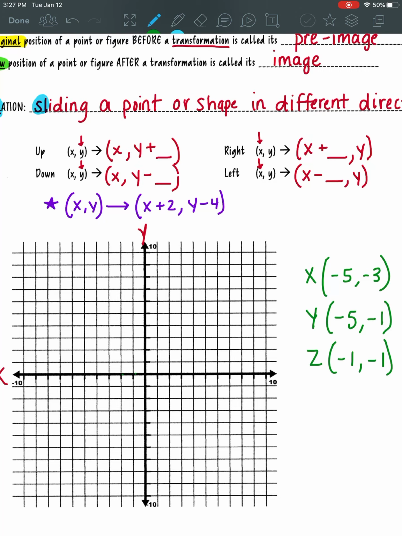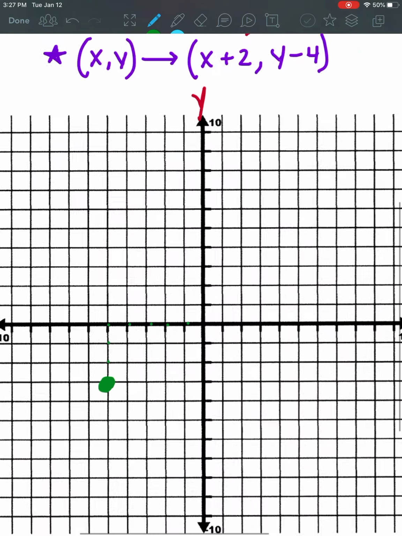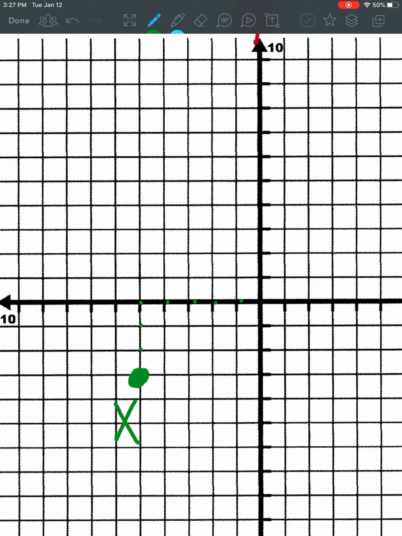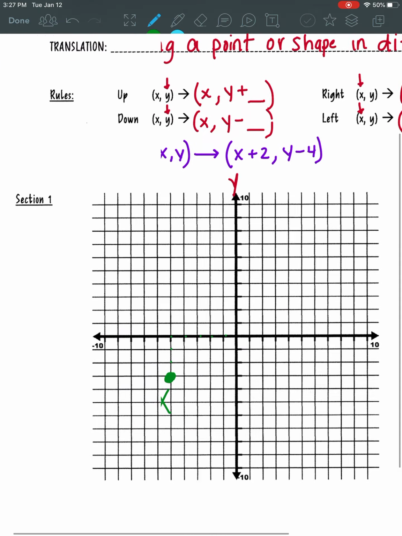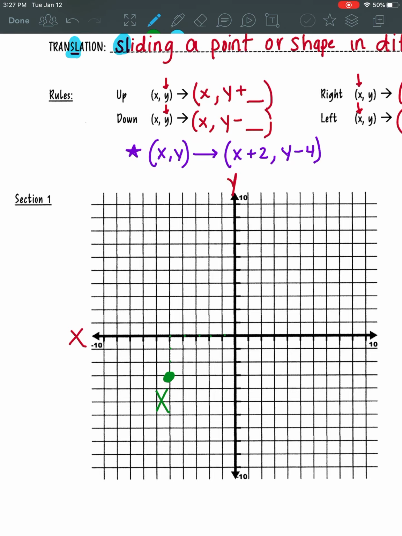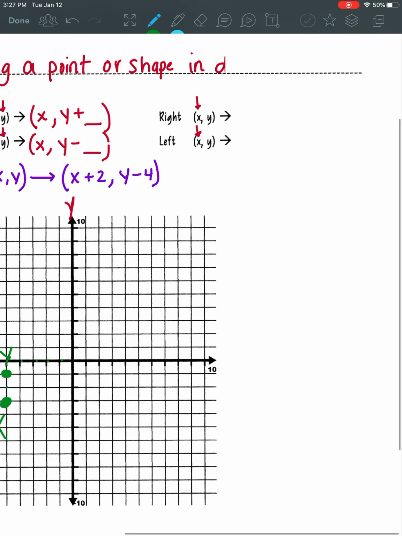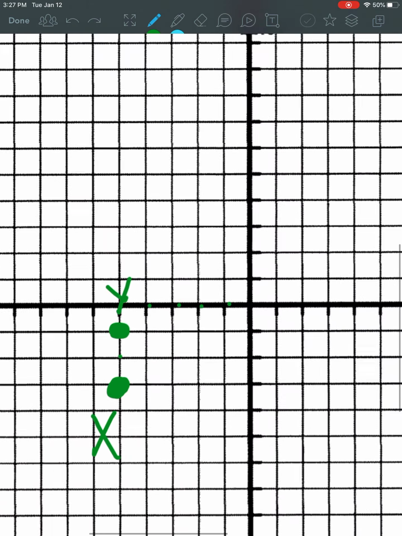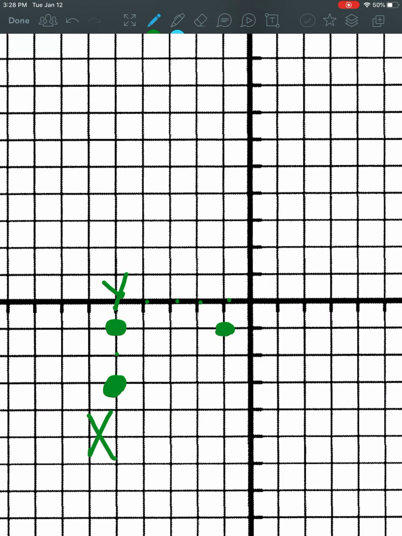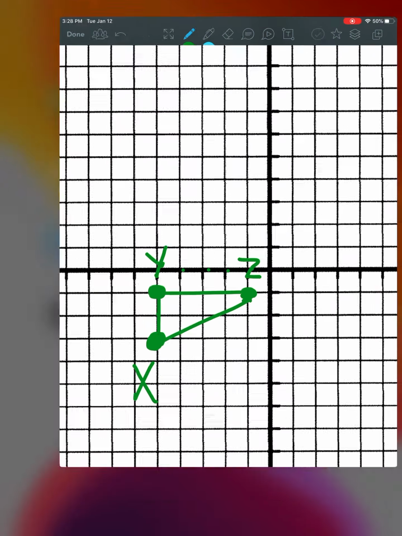Make sure you go right or left first for your x coordinates. So negative, I'm going to go backwards 5, and then down 3 for the y coordinate. So here is my first point. Remember, if we have multiple points, we always want to label them. So there is X. Y is -5, so back 5, down 1. So there is Y. And then Z is -1, -1, so back 1, down 1. So there is Z. And then I'm going to connect these 3 points to create a triangle.